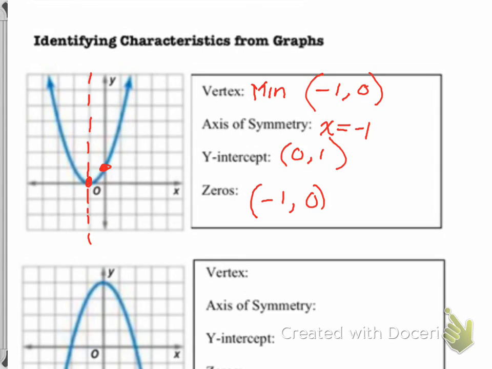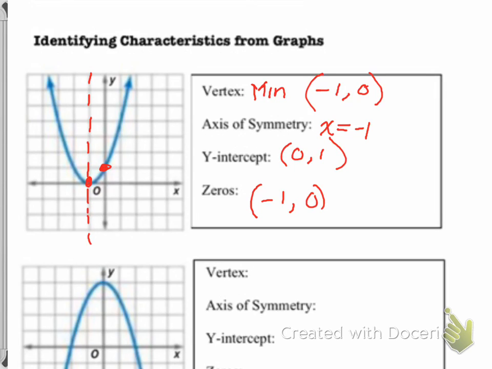So for the second video, 9.1, I just wanted to recap our first video. Let's just highlight those characteristics one more time of parabolas. So we have a vertex, so a max or a min. We have that line of symmetry cutting the parabola in half. We have our y-intercept, and we'll have our zeros.